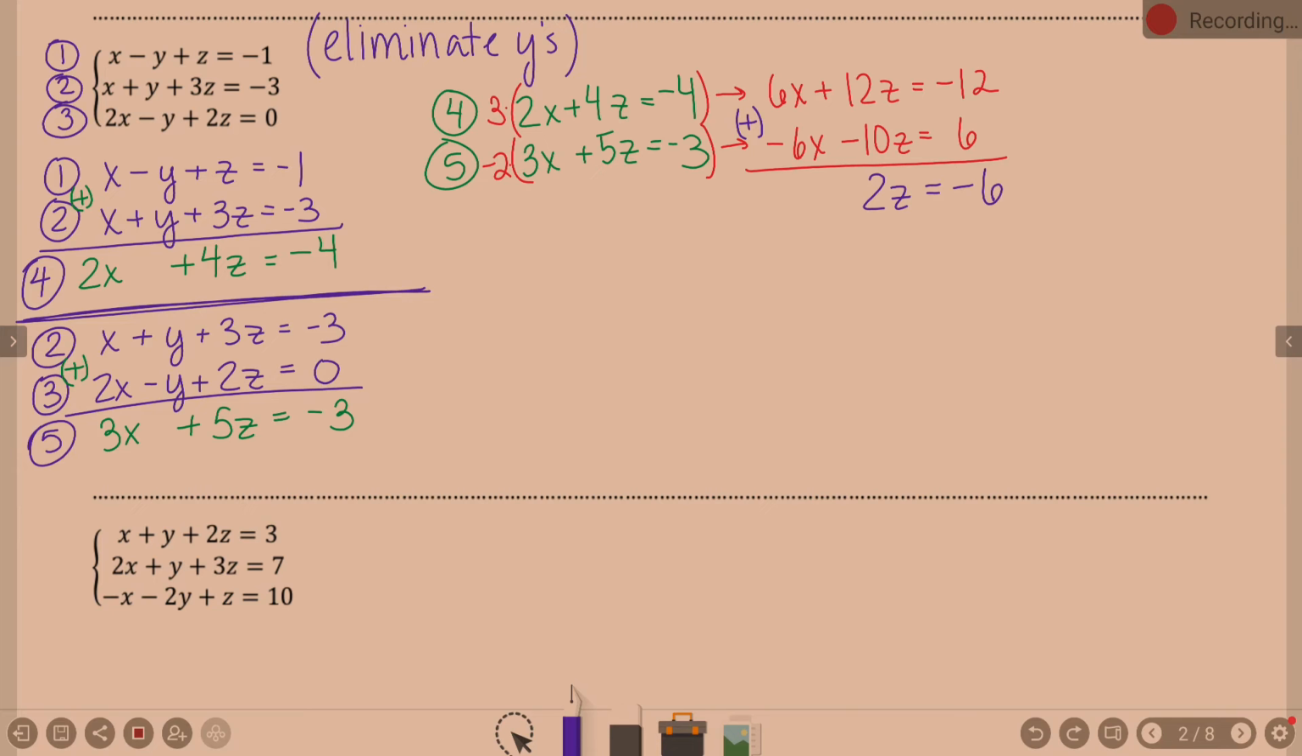So if 2z equals -6, divide by 2, and z is -3. So we have our first of 3 answers. Okay.